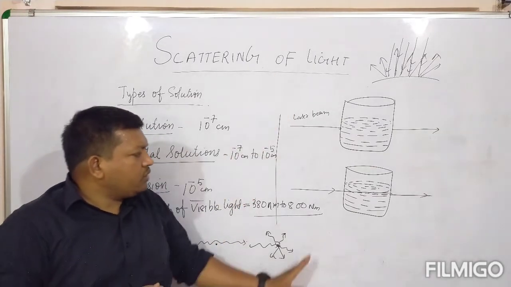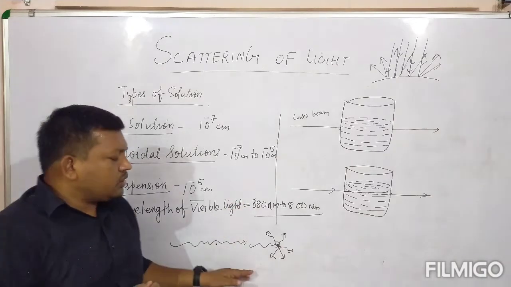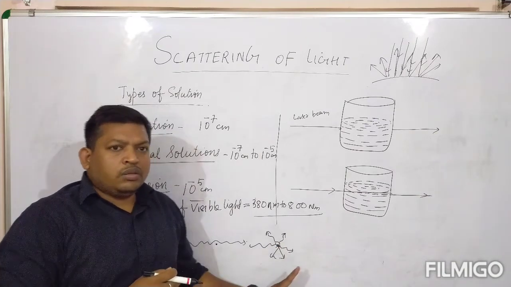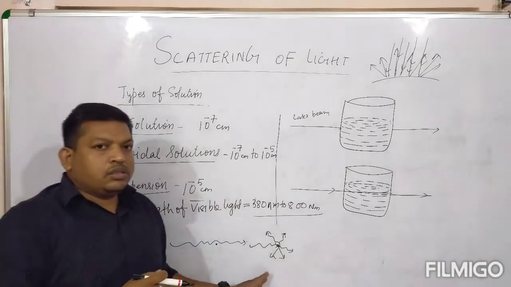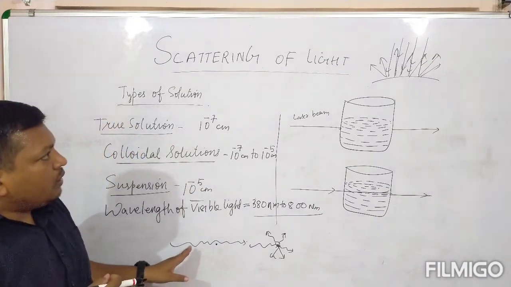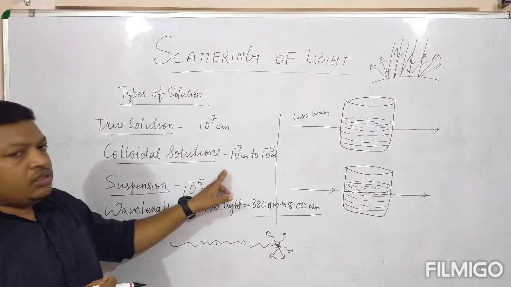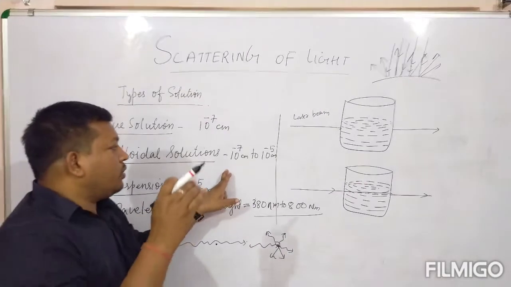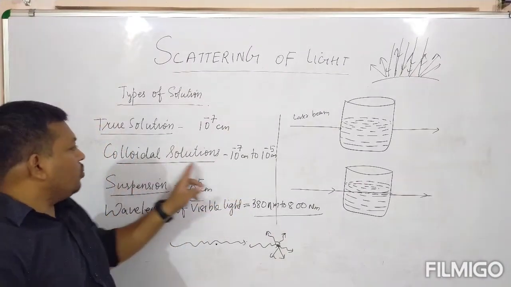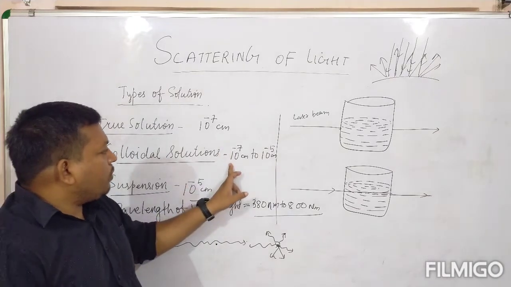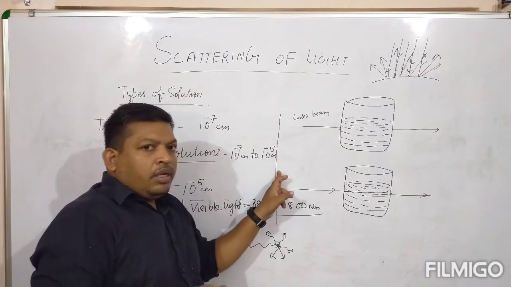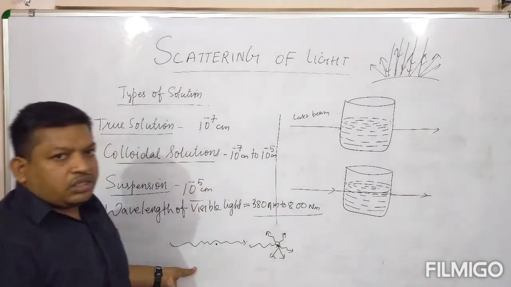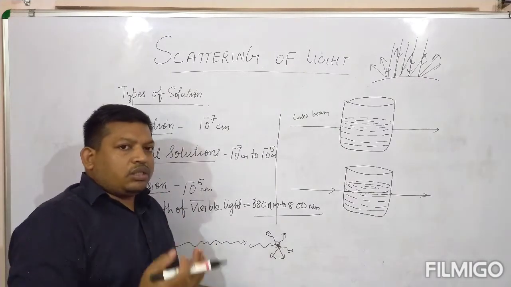So in a nutshell, what will we say? We will say that scattering of light is the phenomenon of redirection of light when it falls on colloidal particles, particles of particular size, that is, colloidal solution, or particles having size 10 to the power minus 7 centimeter to 10 to the power minus 5. It is redirected, or it moves away in all directions. This moving away of light in all directions is called scattering of light.